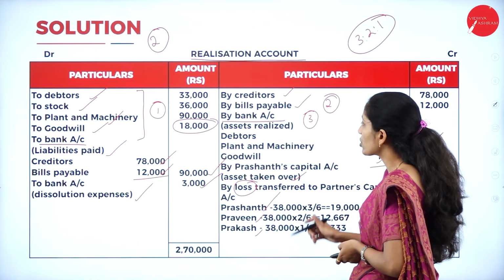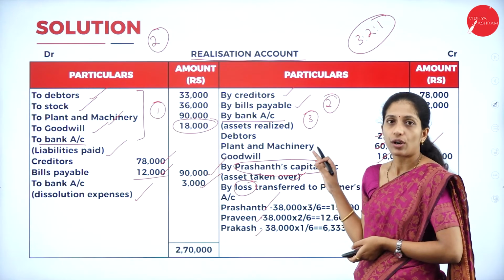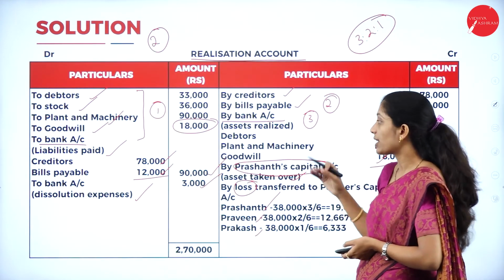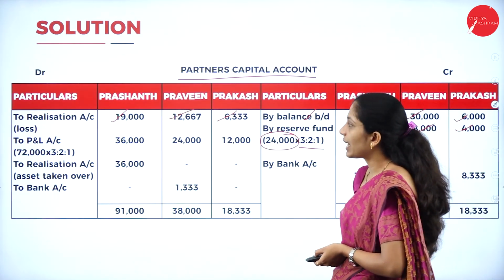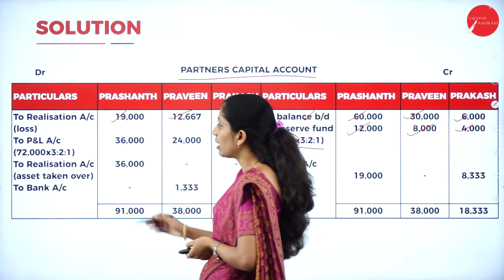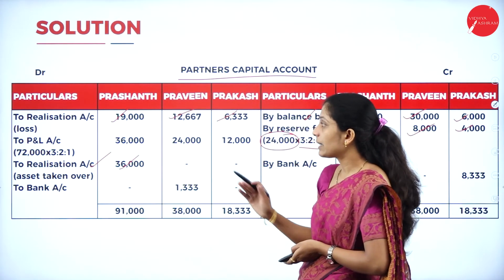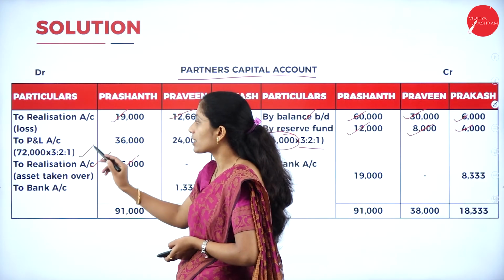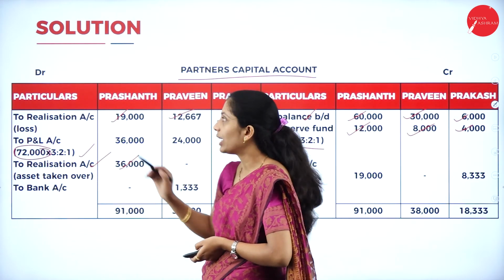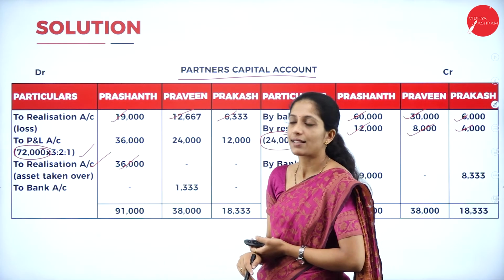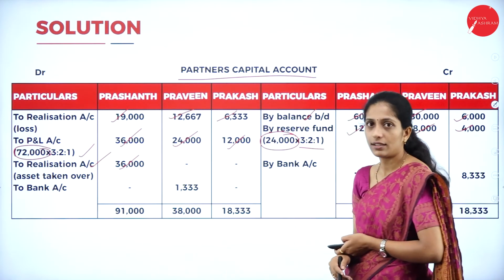If you see the credit side, yes, of course, there is an amount which is being transferred to Prashant's capital account. So, how do you record the reverse entry? To realization account. So, how do you record? To realization account, that is 36,000. And in the balance sheet also, there is a profit and loss account on the asset side. Transfer that profit and loss account to the debit side of your realization account. That is 36,000, 24,000 and 12,000.